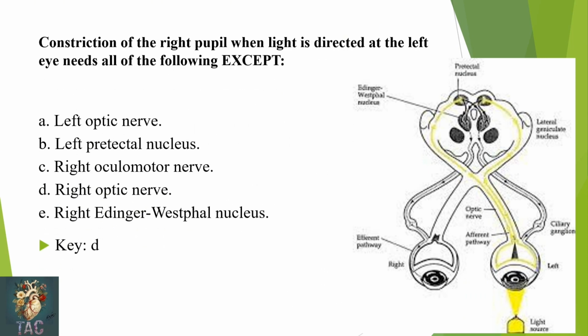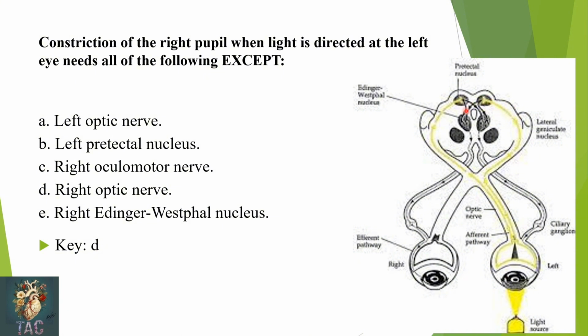So now the MCQ is that the constriction of the right pupil when the light is directed at the left eye needs all of the following except. Constriction of the right pupil is basically the consensual light reflex. Look at the pathway. When light enters the left eye, these sensations are carried through the optic nerve, and then in the optic chiasma they go through both the left and the right optic tract to the pretectal nucleus.